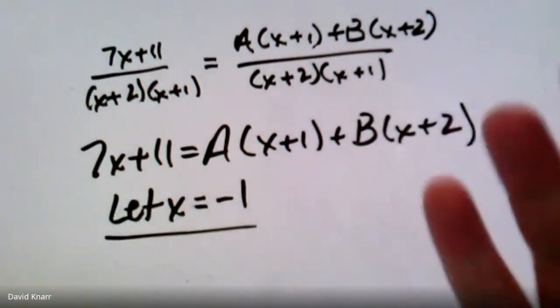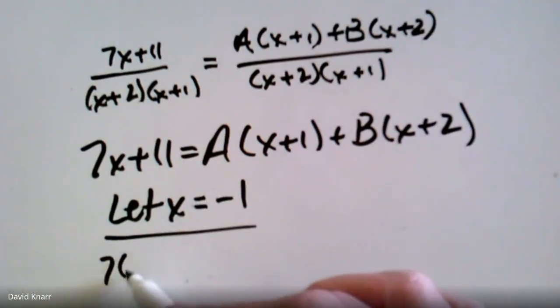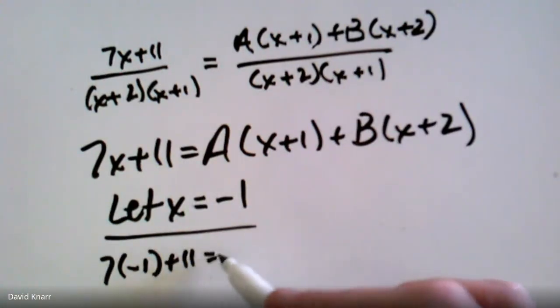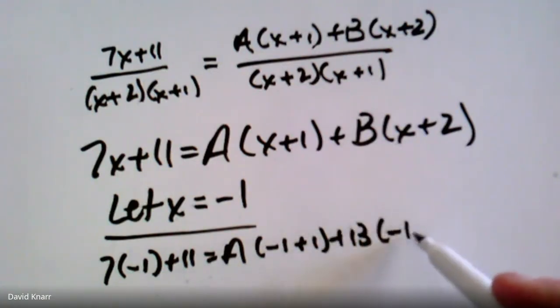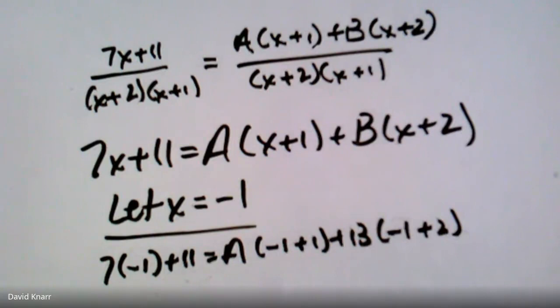Now, why is that good? If I let x be -1, I get 7 times -1 plus 11 equals a, -1 plus 1, plus b, -1 plus 2. So this is good because -1 plus 1 is 0. 0 times a is 0. That means a is gone. It's not in this equation anymore. I heaved aside a by letting x be -1. So now I can solve for b because b is the only variable left.